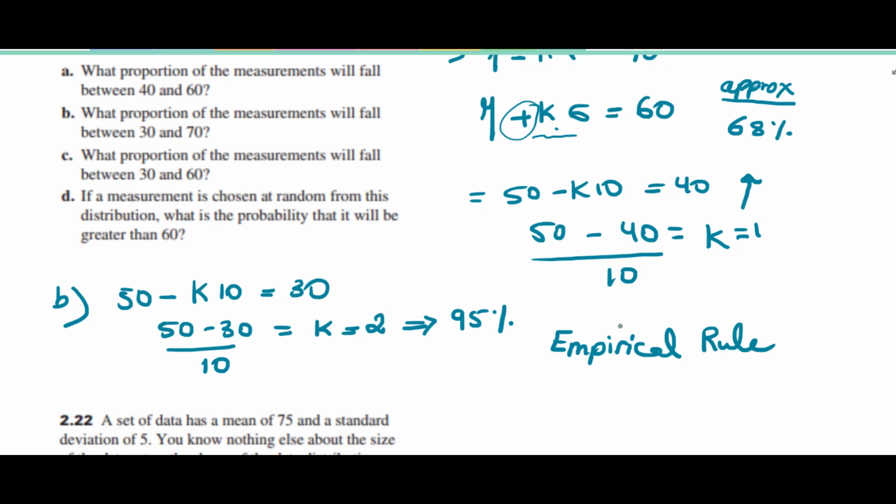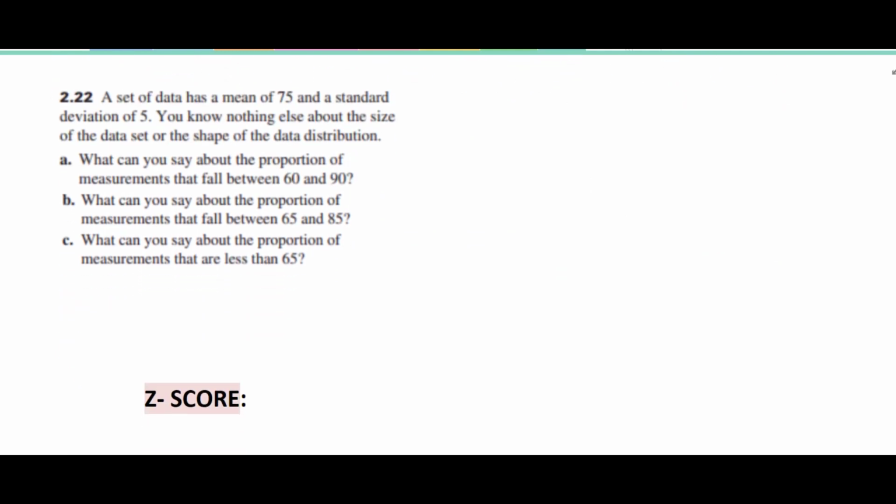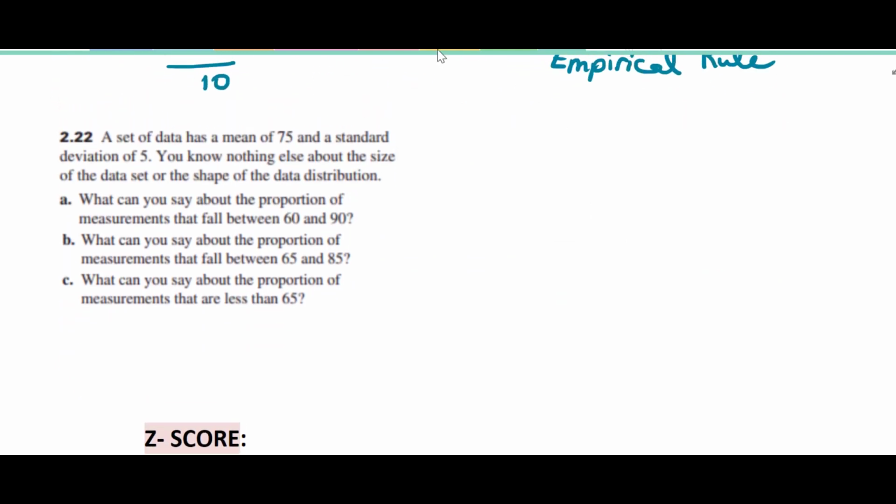Now, we're just going to move on to another example. A data set has mean 75 and standard deviation of 5, and you know nothing else about the size of the data set or the shape of the data distribution. This last bit is just extra explanation, but you should know on your own that when they don't mention that it's mound-shaped or normal distribution or approximately symmetrical or any of these equivalent keywords, then you cannot use the empirical rule.